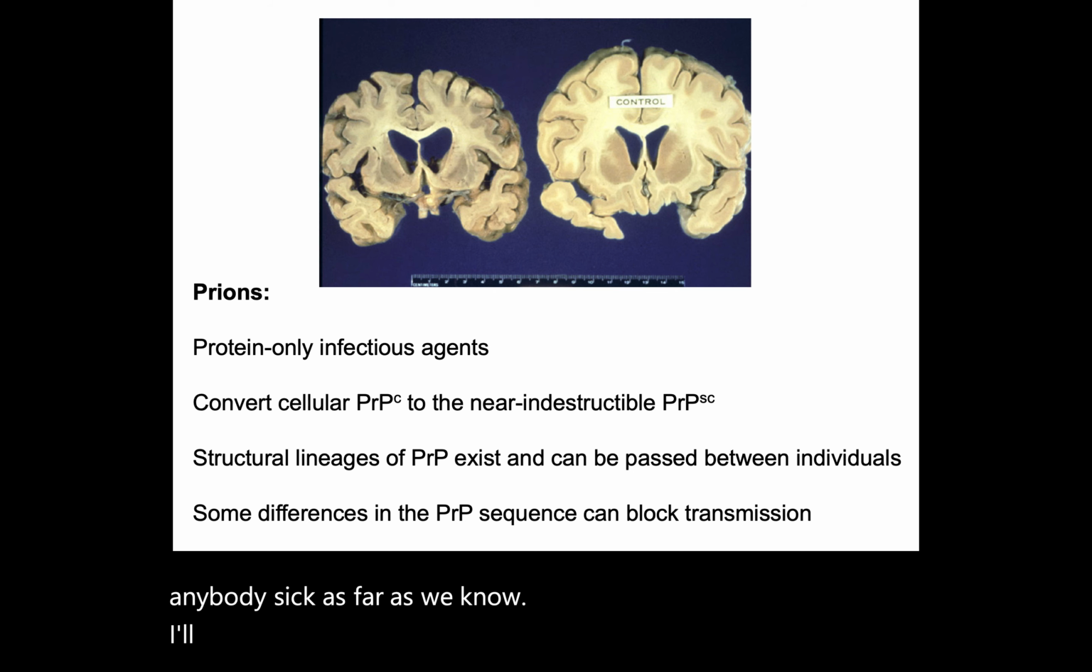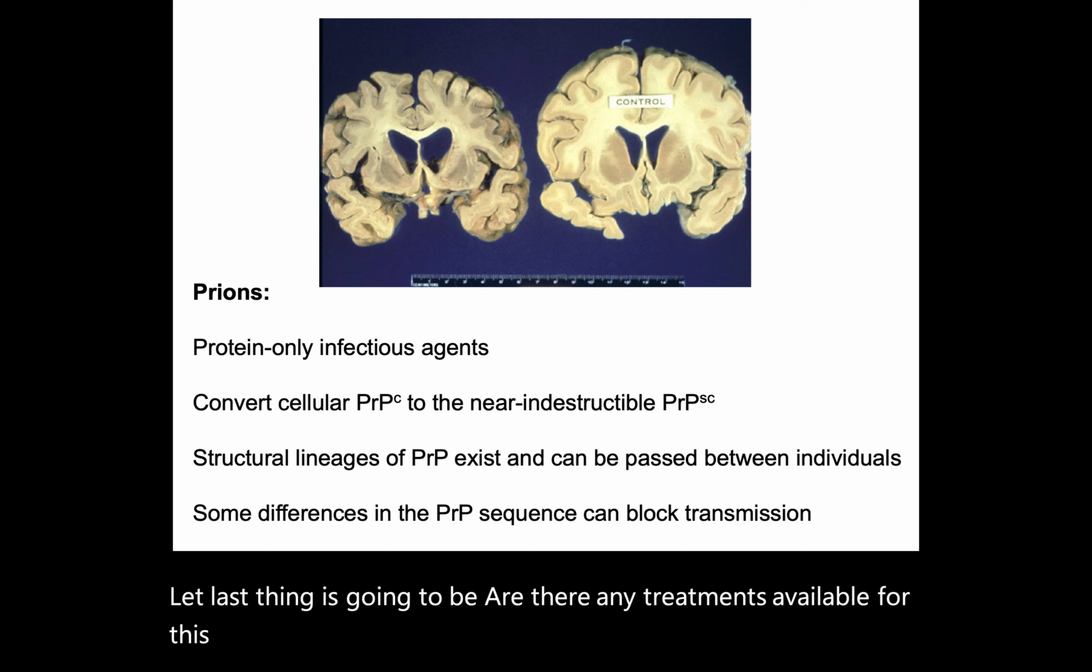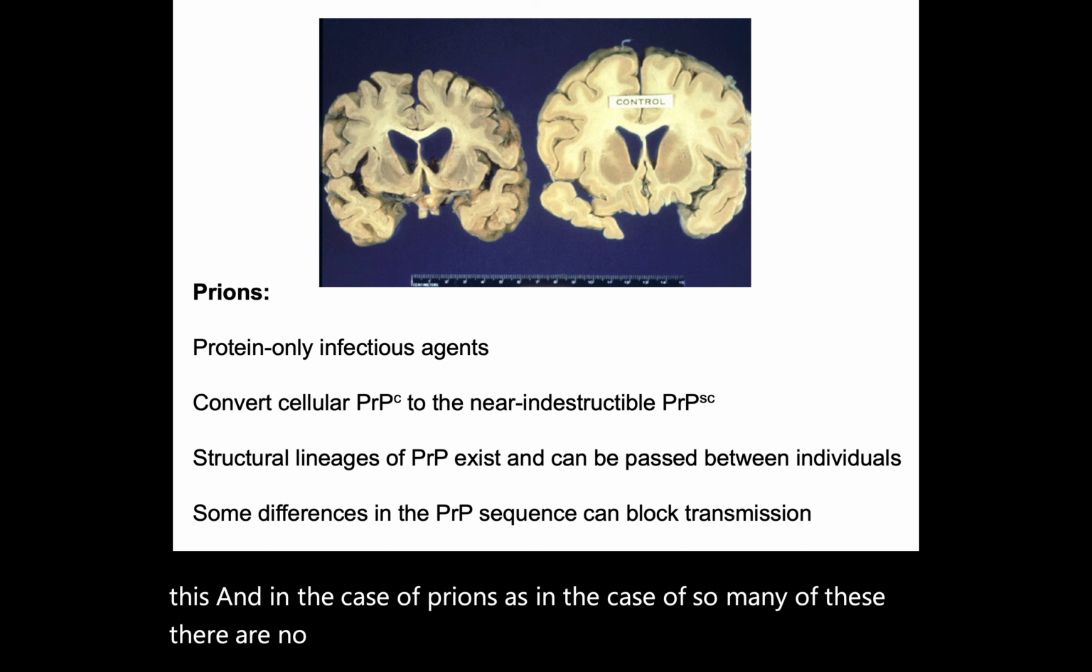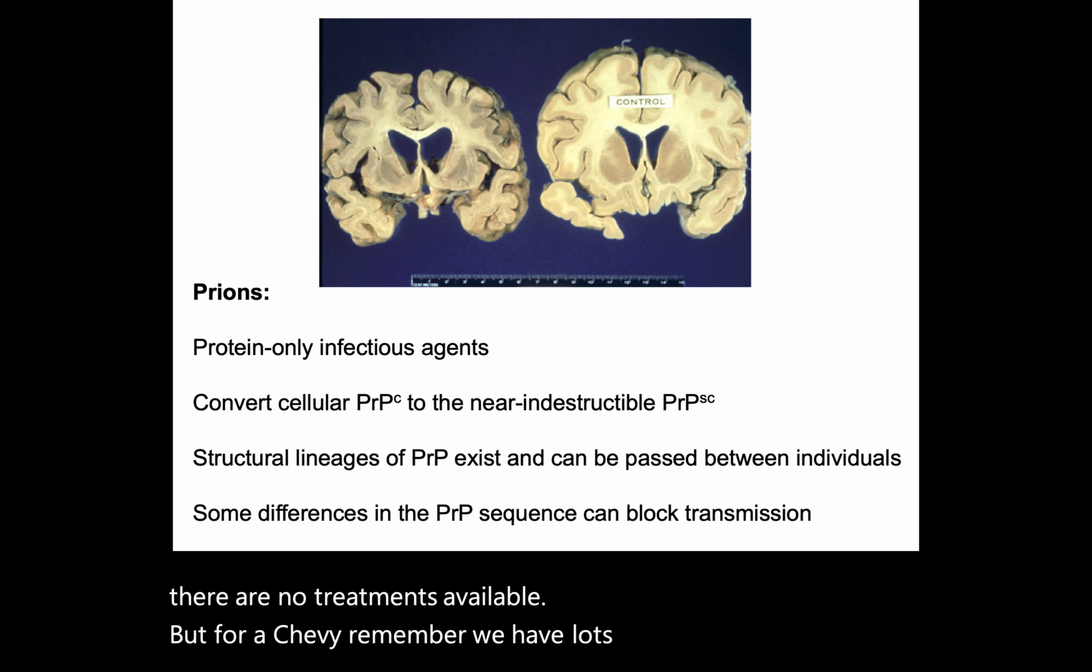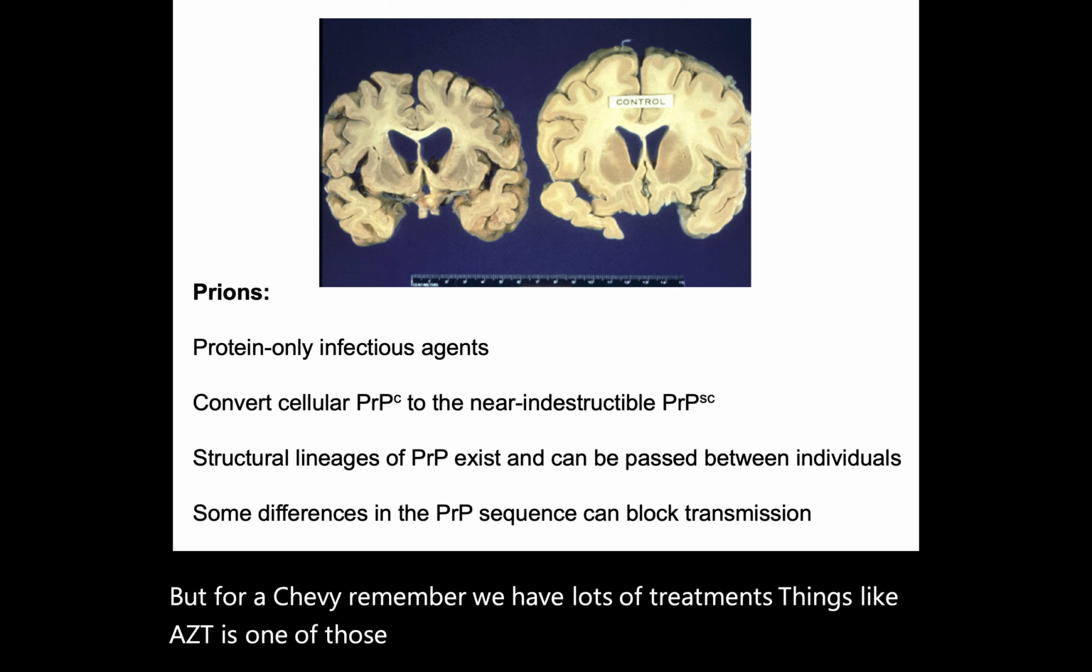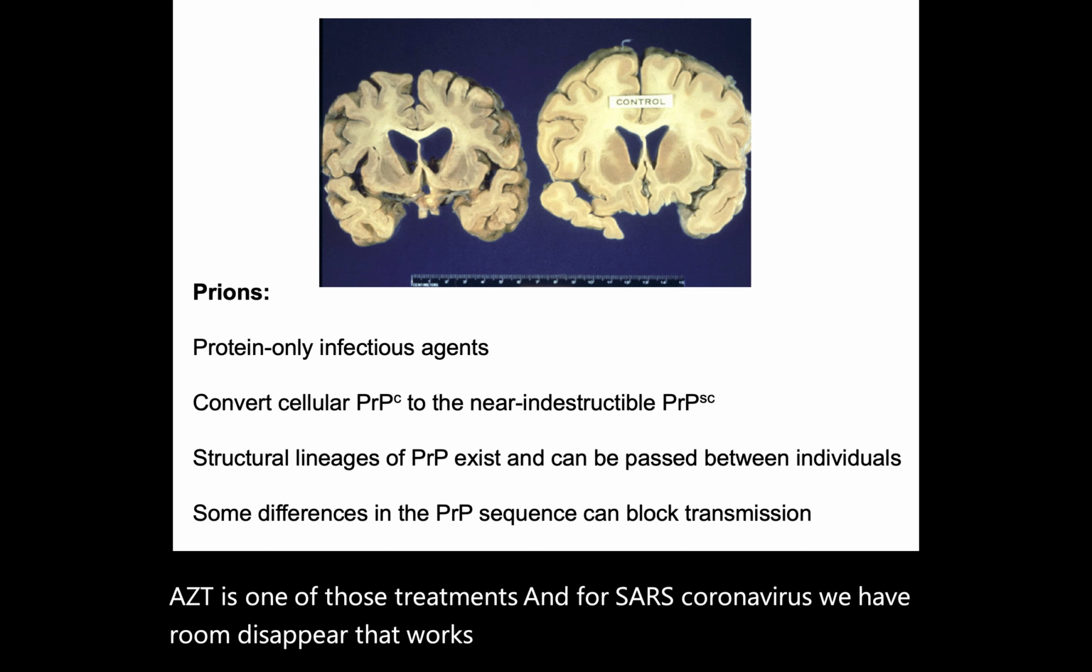Last thing is going to be, are there any treatments available for this? And in the case of prions, as in the case of so many of these, there are no treatments available. But for HIV, remember, we have lots of treatments. Things like AZT is one of those treatments. And for SARS coronavirus, we have remdesivir that works well against SARS coronavirus 1 or 2. All right, there we go.